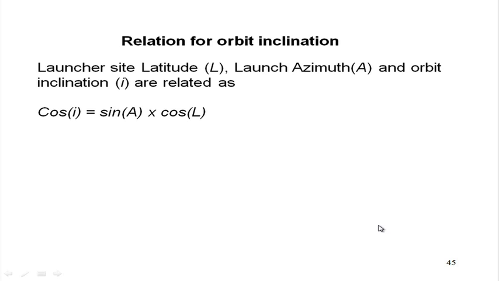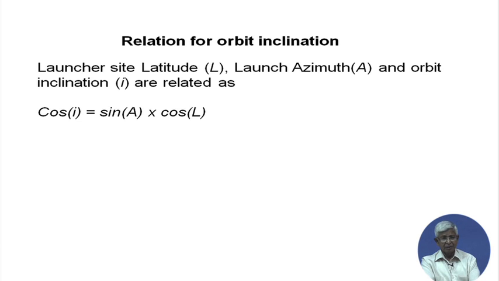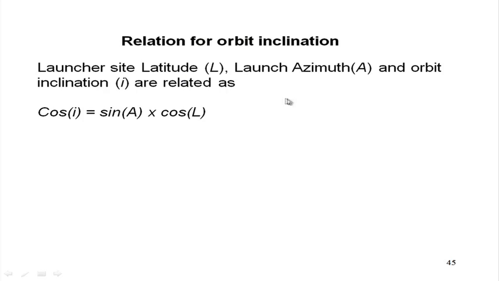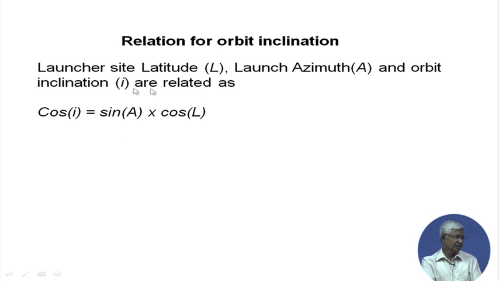But then we have assumed certain things, that the GTO and GSO are all of the same inclination, 0 to the equatorial plane, but in real life it does not happen. That is, the launching site has a certain latitude, the azimuth of the launch has some angle, and the orbital inclination are related with this expression, that is cos of inclination is equal to sine of the launch azimuth into cos of the site latitude.